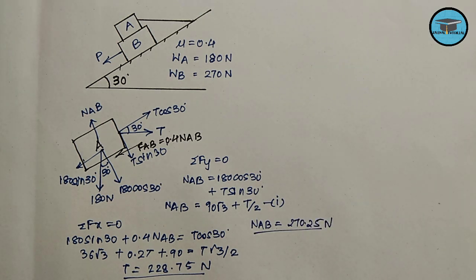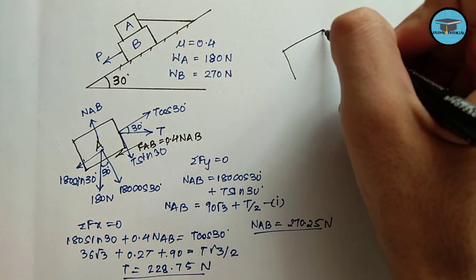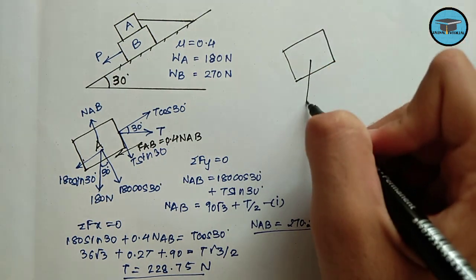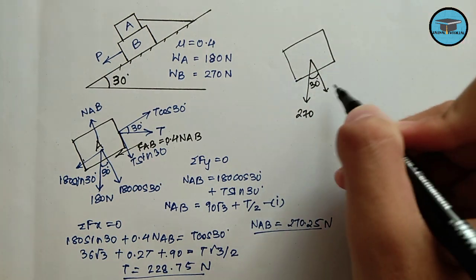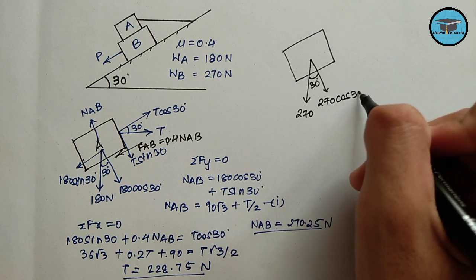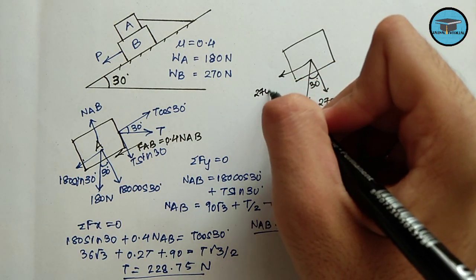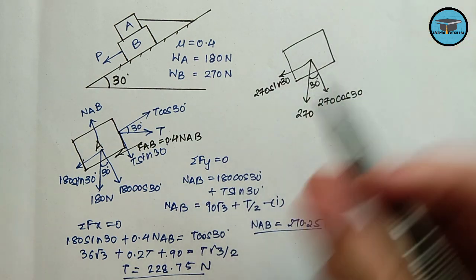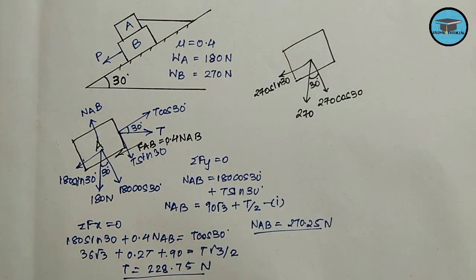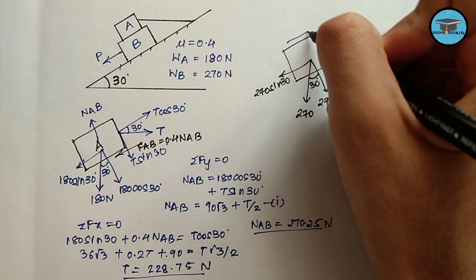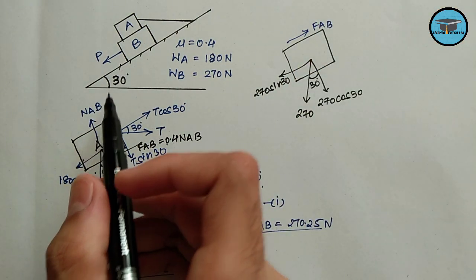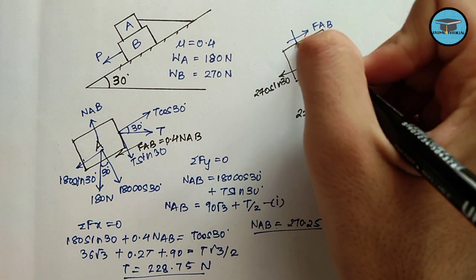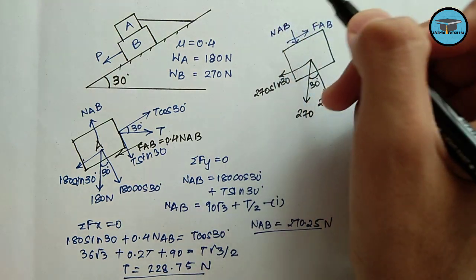Similarly, now we will draw the free body diagram of block B. This is block B. There will be a weight of 270 Newton acting in the downward direction. This angle would be 30 degrees, so this component would be 270 cos of 30 degrees, and this component would be definitely 270 sine of 30 degrees. Since FAB is acting in this direction on block A, on block B, FAB would definitely act in this direction. Also there will be a normal reaction due to this contact surface, acting in this direction, so naming it NAB.